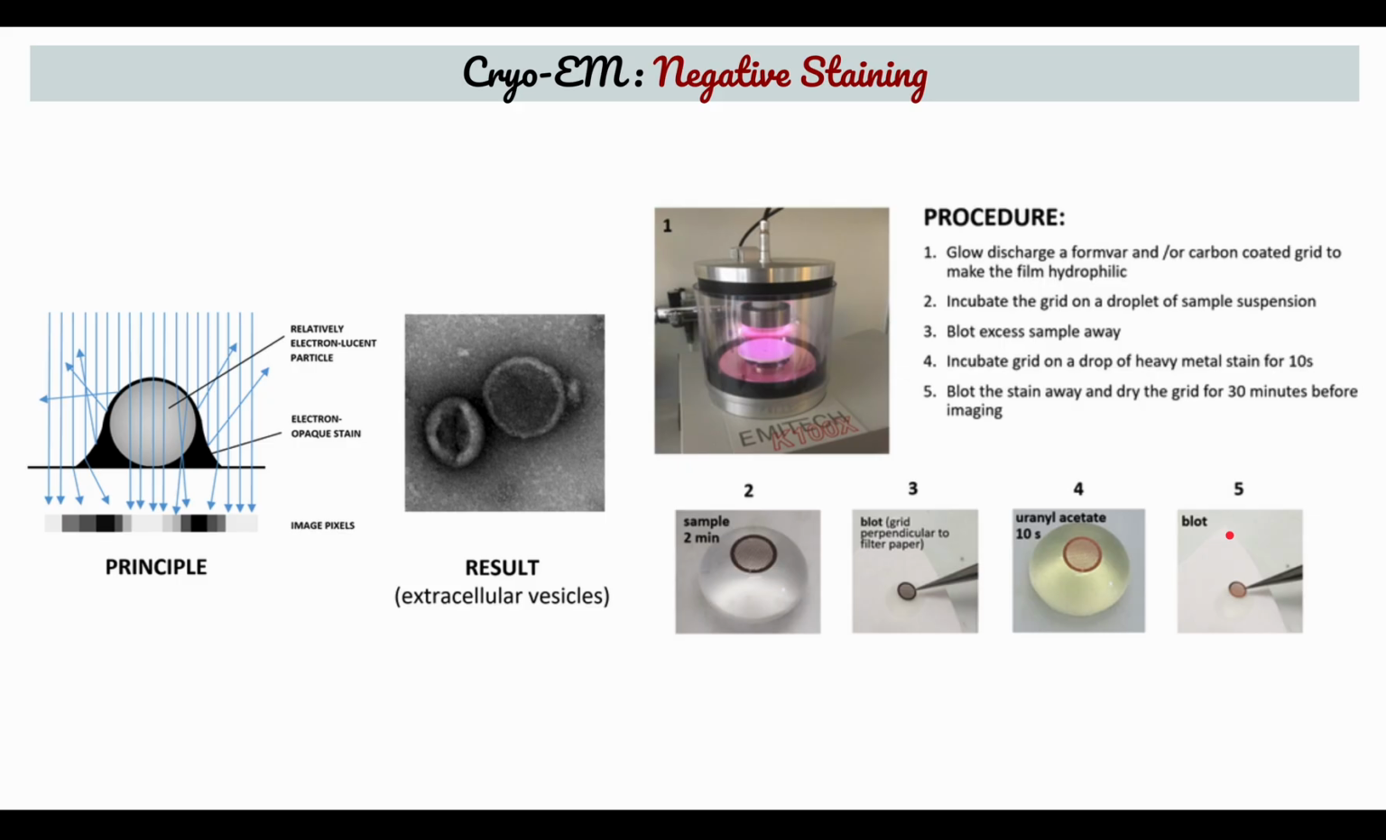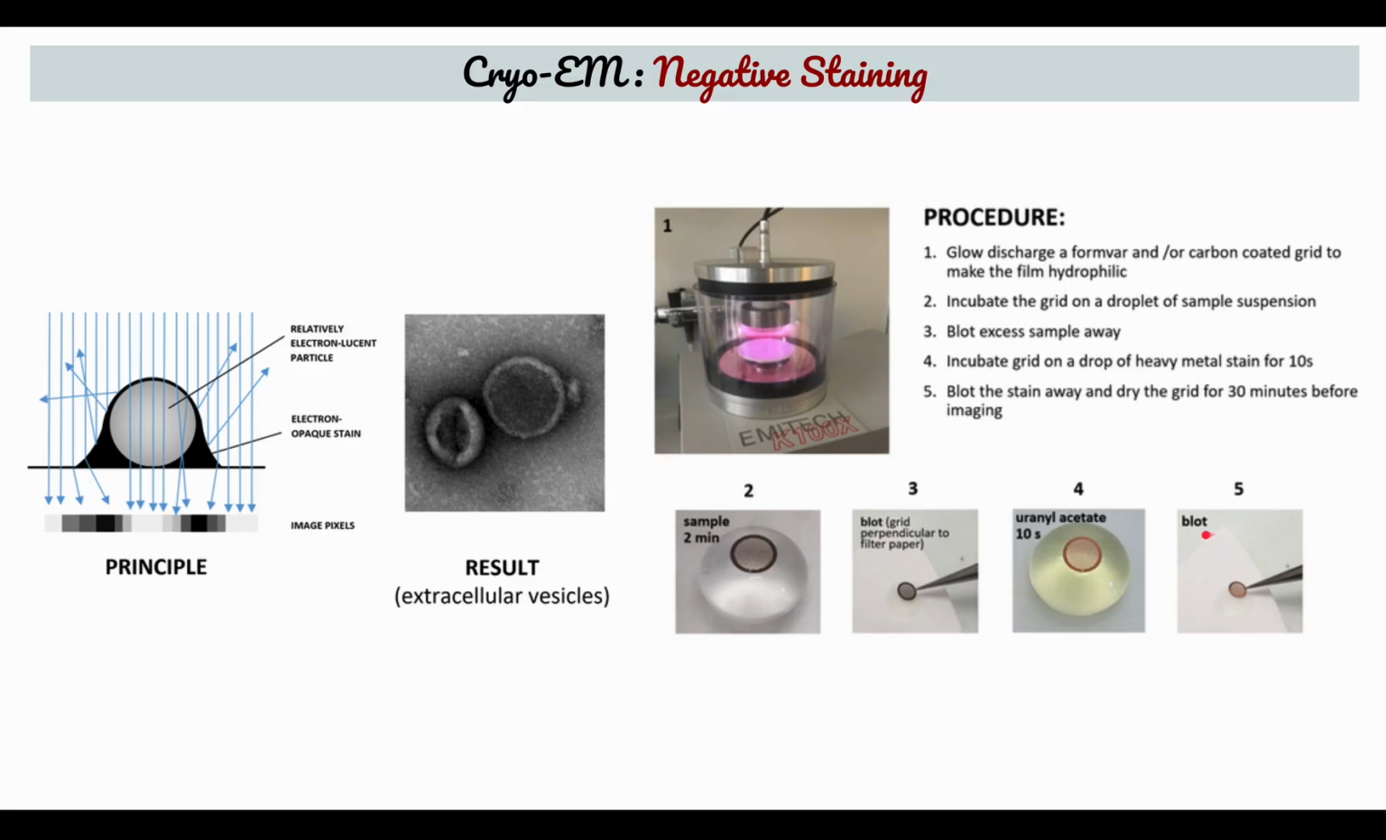This is taken from one of the papers in which they have shown that firstly the glow discharge is applied to a Formvar or carbon coated grid to make the film hydrophilic. So firstly the film is made hydrophilic so that it can interact with the stain. We incubate the grid on a droplet of sample suspension. We blot excess sample away, and then we incubate the grid on a drop of heavy metal stain for 10 seconds so that this grid can take up the stain particles. We allow it to blot. So blot the stain away and dry the grid for 30 minutes before imaging.